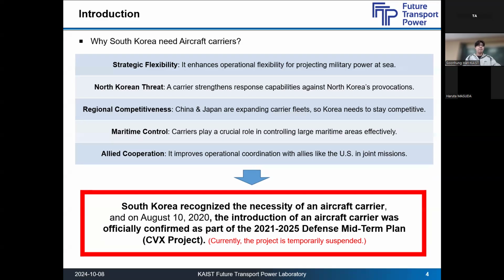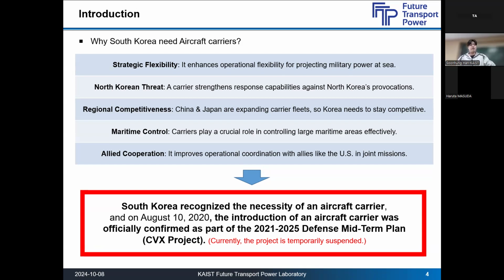The last one is allied cooperation. As you know, South Korea has military cooperation with the US and other countries. So aircraft carriers will improve operational coordination with allies like the USA and other countries in joint missions.